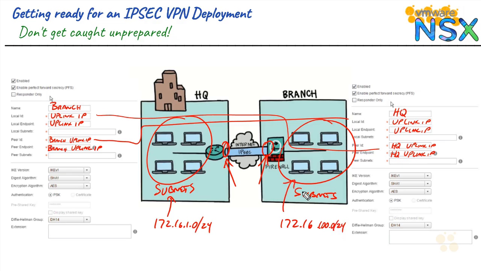The local subnet 172.16.1.0/24, the remote 172.16.100.0/24, and the reciprocal on the other side. And we could comma separate out multiple subnets as necessary to define the policy that triggers the use of the VPN.